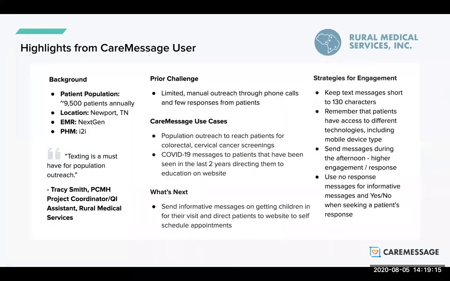Rural Medical Services is an FQHC based in Newport, Tennessee. They use NextGen for their EMR and I2Y for their population health management solution and work with about 9,500 patients annually. In their use of CareMessage, or perhaps even prior to using CareMessage, they were only making calls and reaching patients via telephone and had a very difficult time reaching patients. They were spending a lot of time making calls. And I'm sure as many of you can identify with, just found it to be really limiting in the type of communication that they could even have.